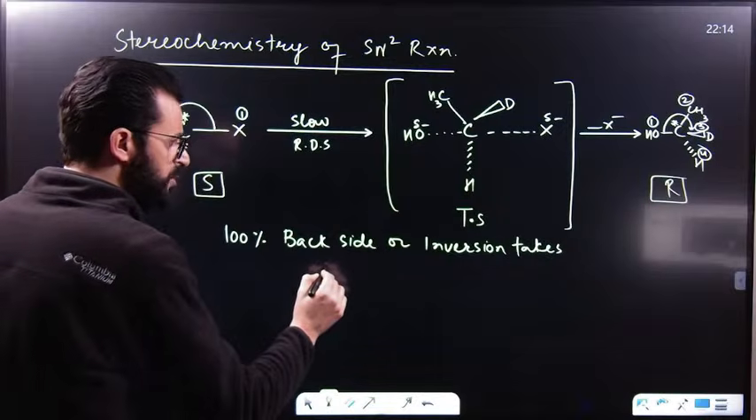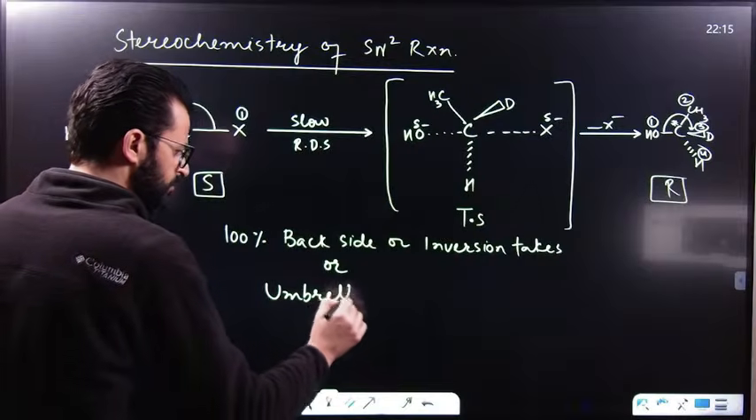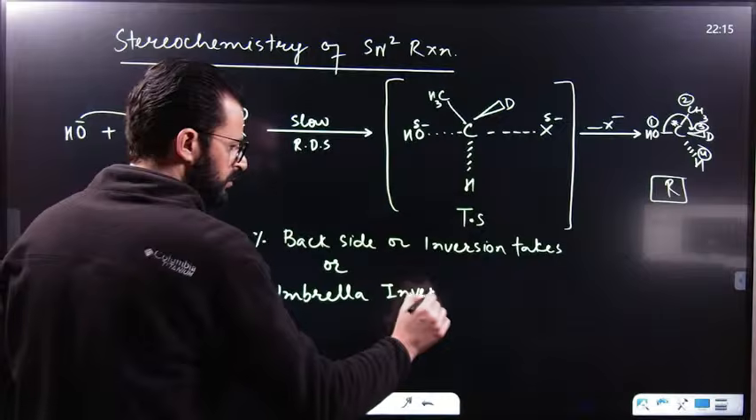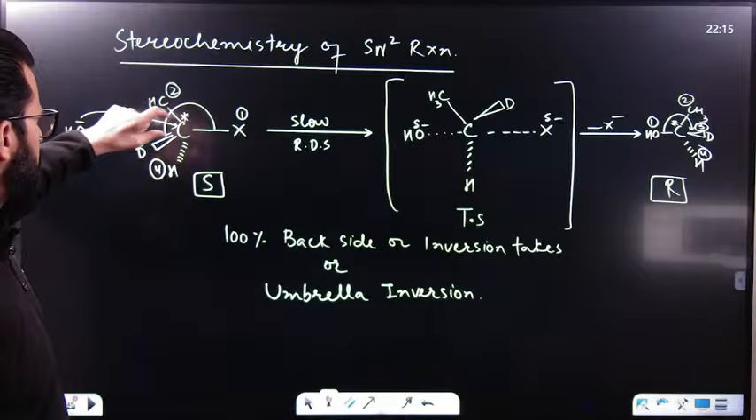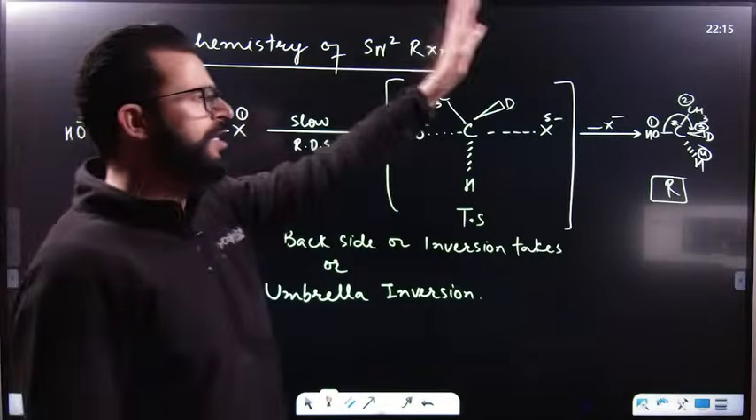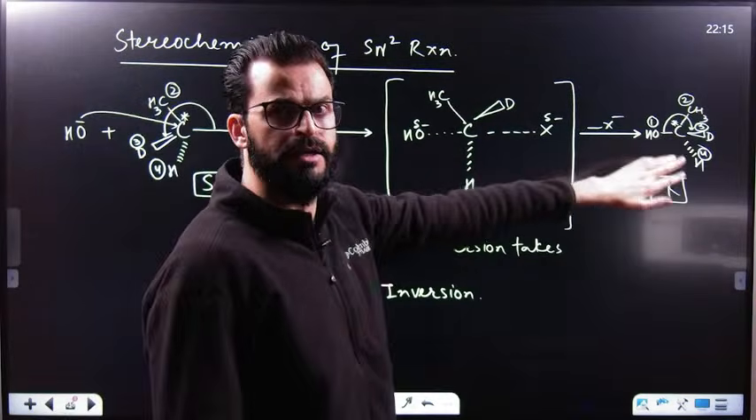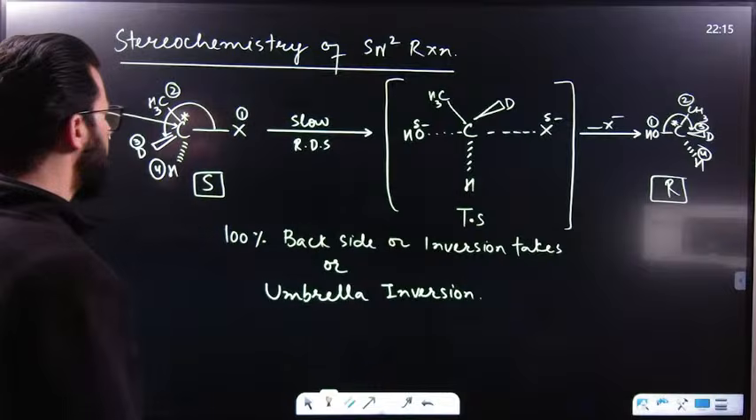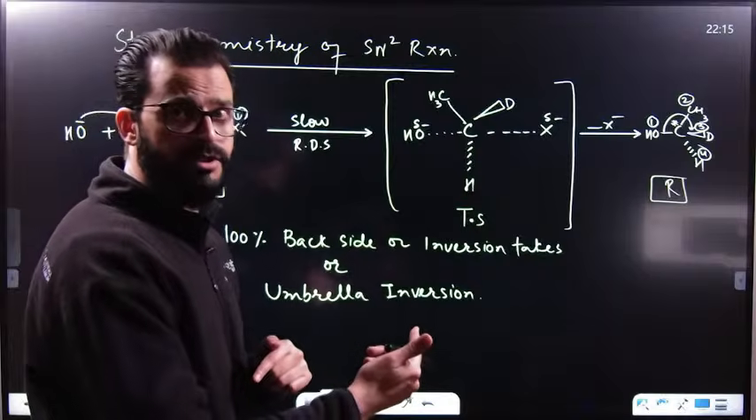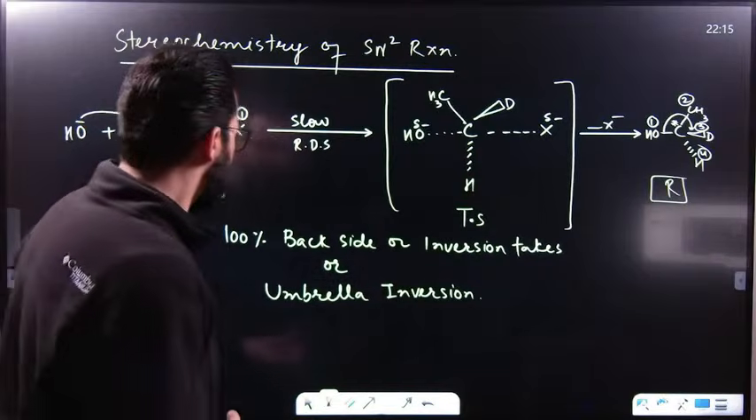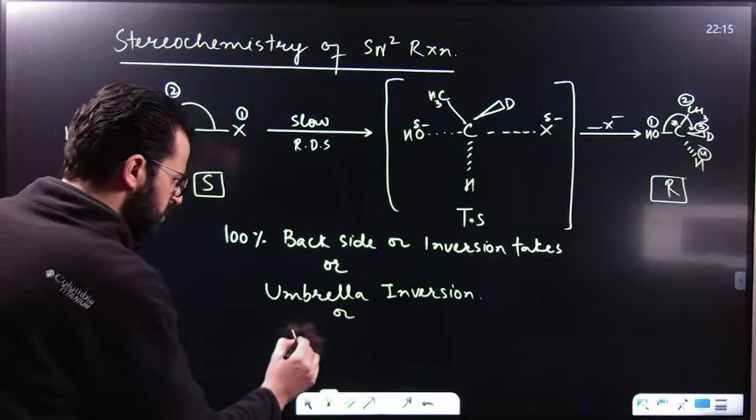And this inversion is sometimes called umbrella inversion. As in, the configuration of this chiral center is inverted. That means these groups have been inverted in a similar manner to an umbrella when it turns inside out when it's caught under strong winds. So it's like that of an umbrella, that's why umbrella inversion, or it is simply known as Walden inversion.